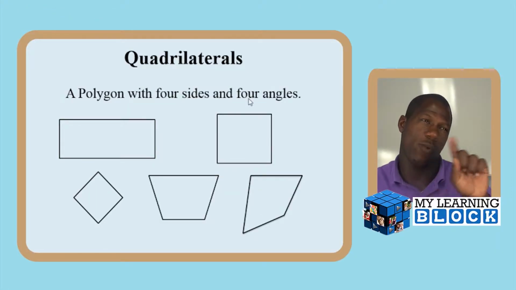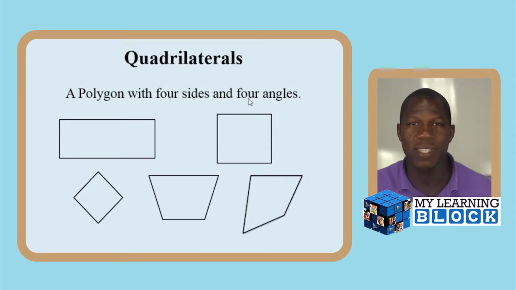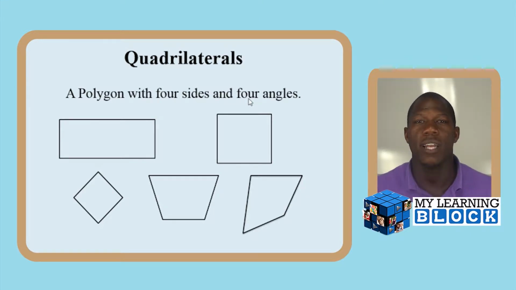LearningBlock. Today we are identifying quadrilaterals. So that means we are talking about those four-sided, four-angled shapes. Yes, the polygons. Quadrilateral, quad, meaning four.